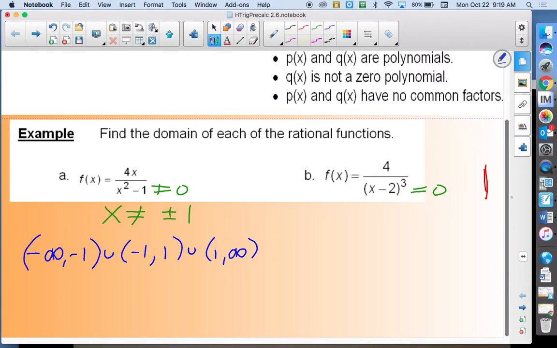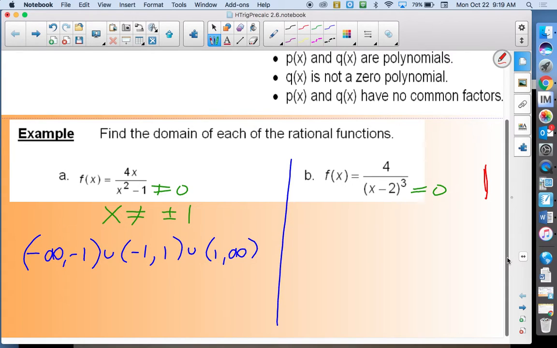Nice. So when we say it cannot be a value, that's when we use parentheses. Essentially it's just hopping over that number, moving past it up to the next number, hopping over that, moving past it, and then going beyond. So because of the x squared minus 1 in the denominator, x cannot be plus or minus 1. How about the second one?